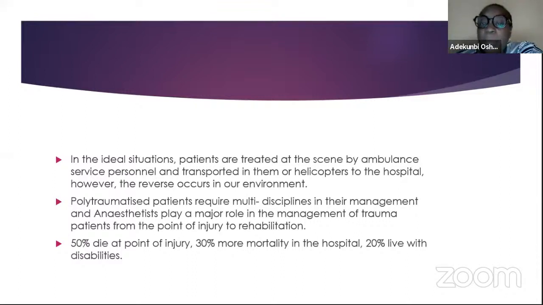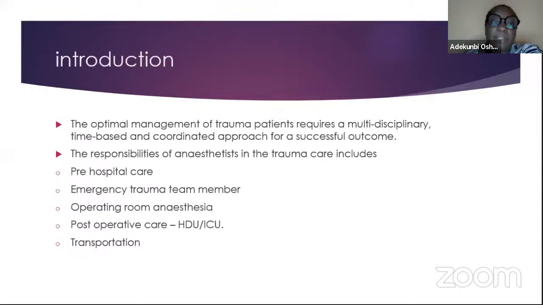Polytraumatized patients require multiple disciplines in their management: the neurosurgeon, the plastic surgeon, the anesthetist, the physiotherapy, the nurses, the blood bank. They require almost all the aspects of the hospital in their proper management for proper outcome and rehabilitation of these patients. It's been said that 50% of patients that have polytrauma actually don't get to the hospital. They die at the scene of the trauma. 30% more die when they arrive at the hospital, and even 20% of those that live always have chronic disabilities that they live with for the rest of their lives.